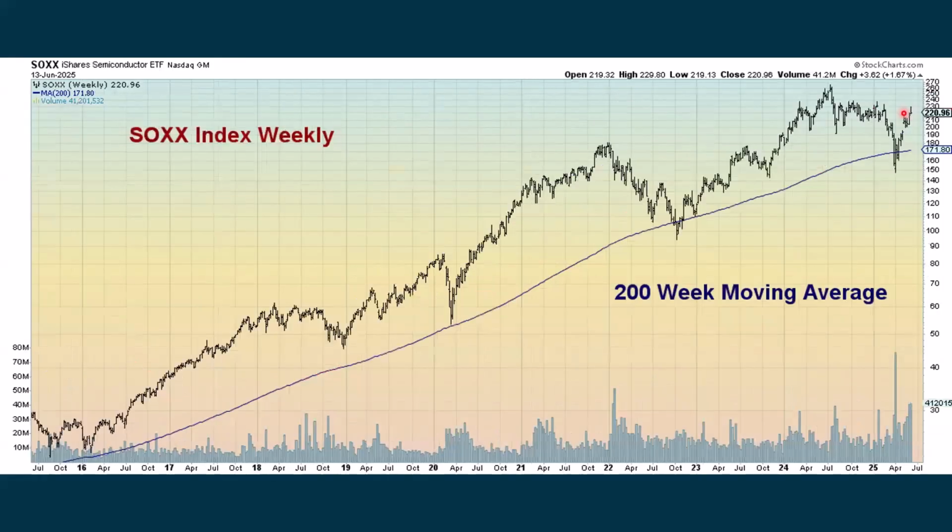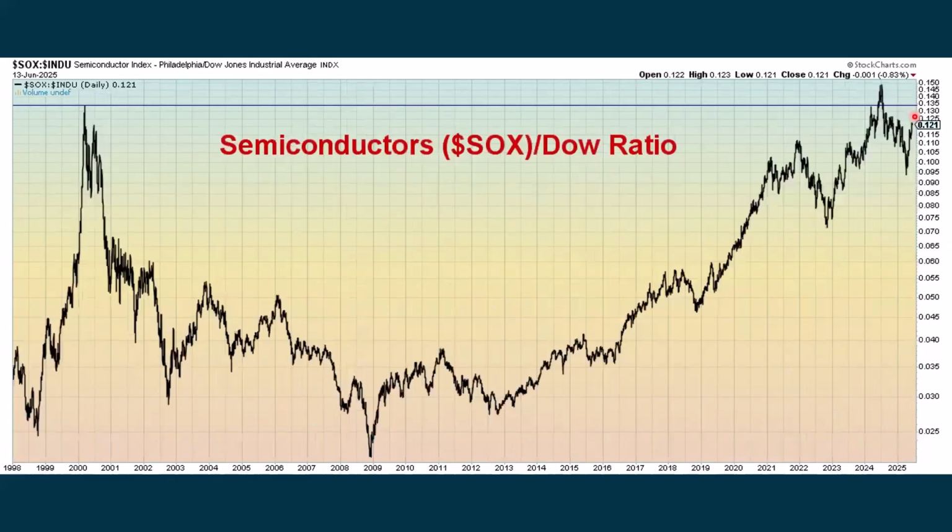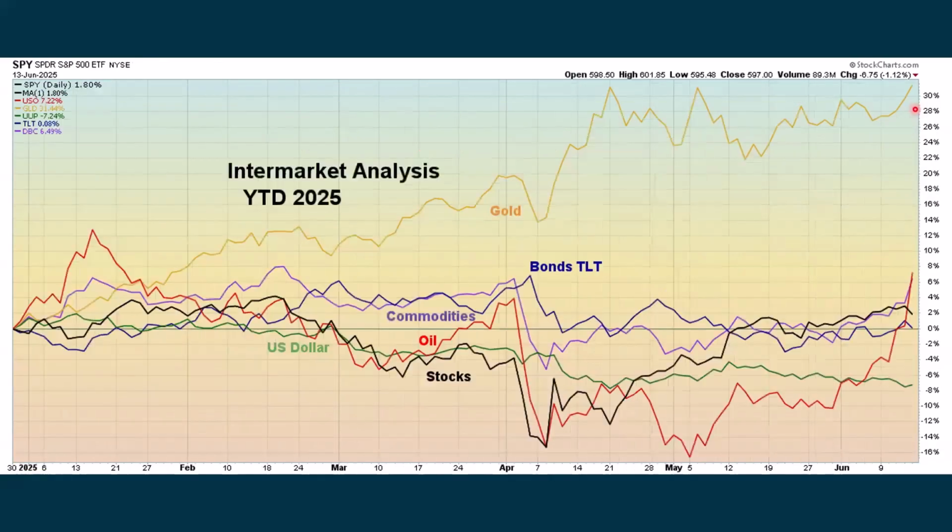And then a longer term chart, a weekly chart of the SOX index, which are semiconductors, still looking pretty solid here. And then we do a ratio between semiconductors growth and the Dow, which is value. And we're trying to break out of this series of lower highs here. And we were improving. Now, we were down on Friday, but if this ratio could continue to go up, that would be more positive for the market.